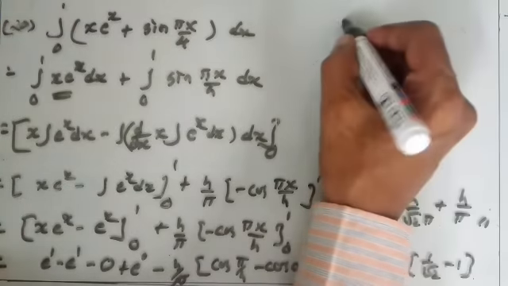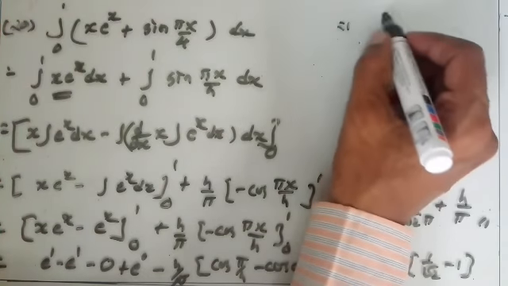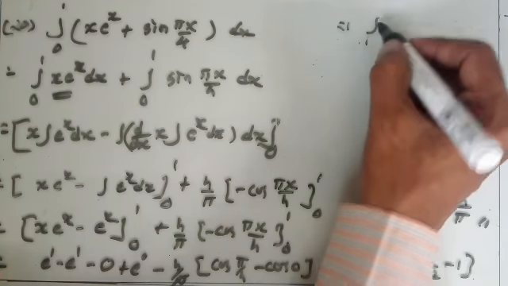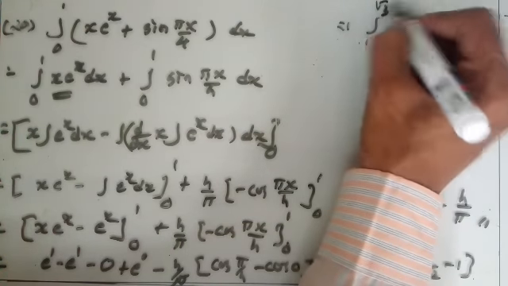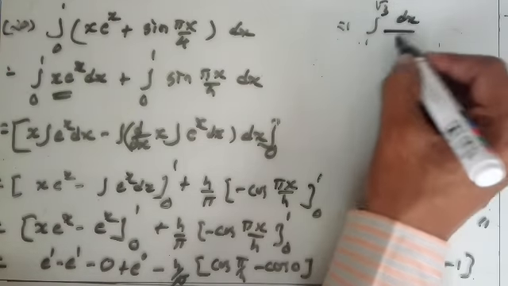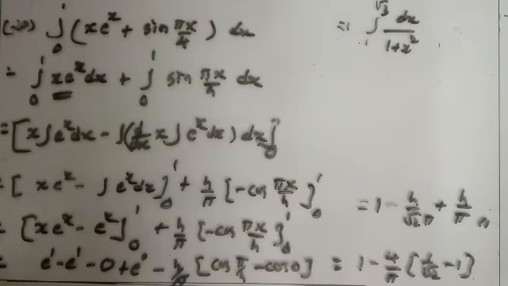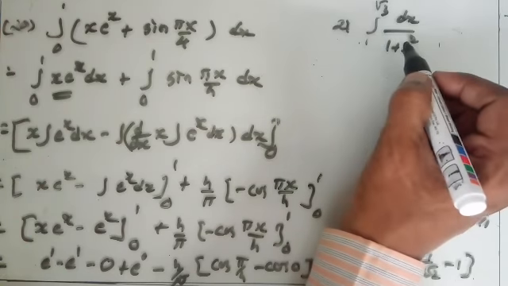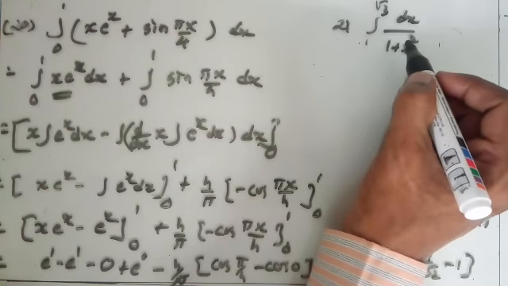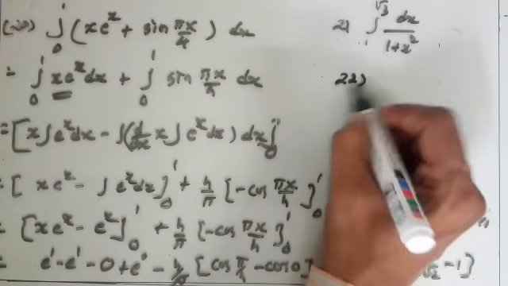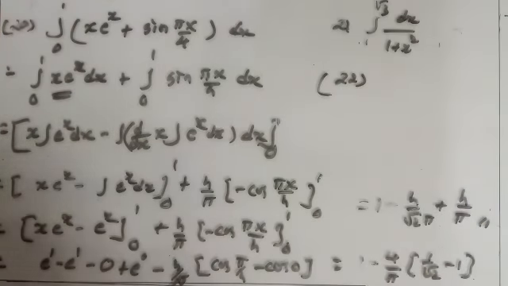And now question number 21. Evaluate the integration from 1 to root 3 of 1 upon 1 plus x square dx. We know that integration of 1 upon 1 plus x square is tan inverse x, and apply limit. Similarly, question 22, solve yourself. Okay, bye.